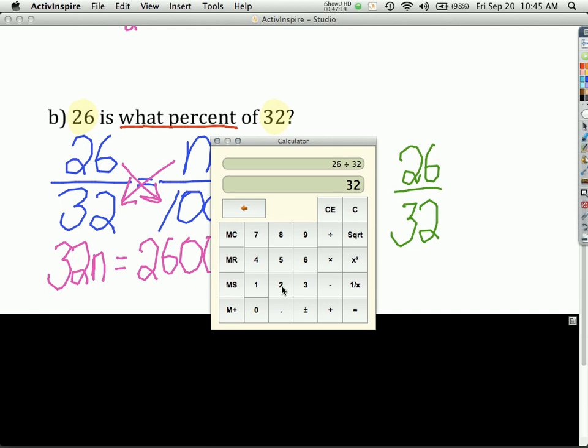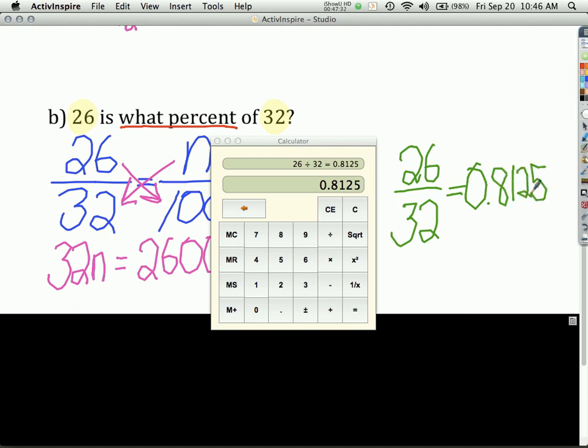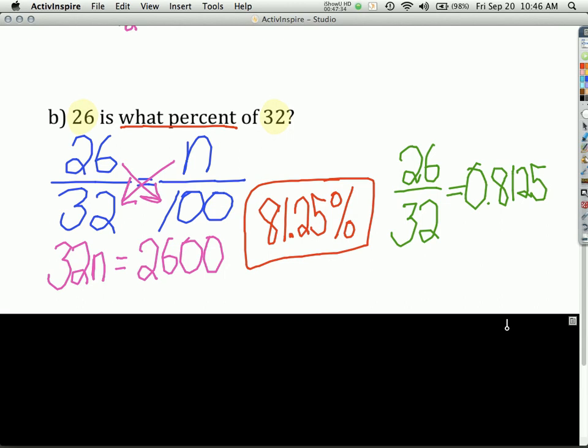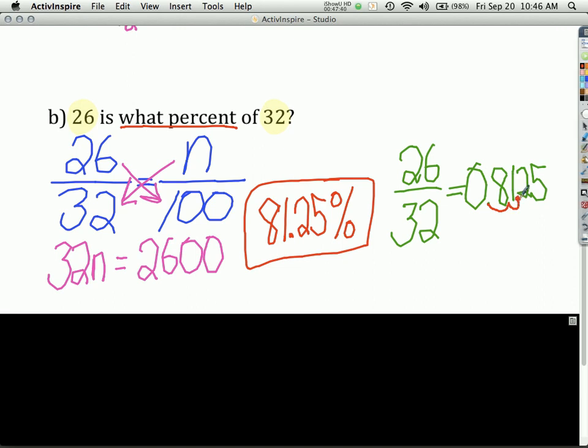Daniela? You get 0.8125. So this equals 0.8125. But now we need to do Dr. Pepper because that's decimal form. And so Dr. Pepper tells us to move the decimal over 1, 2, and that's how we get 81.25.